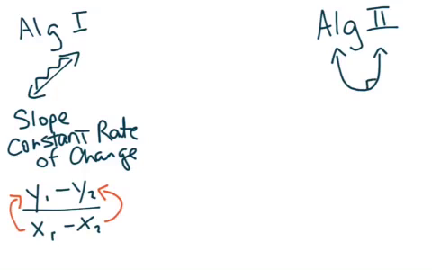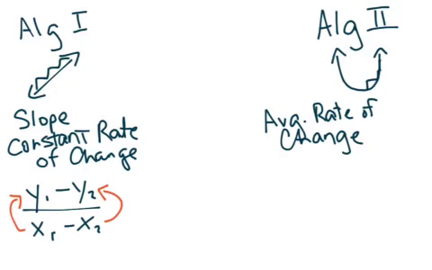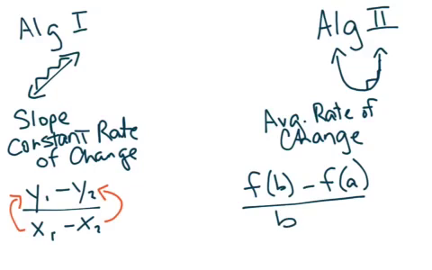Now, in Algebra 2, we start dealing with lines that are nonlinear. So when we start looking at the rate of change, as you can see, that rate of change is not constant. So instead of calling it slope, we call it an average rate of change. Now, the formula for average rate of change looks like this: f of b minus f of a all over b minus a.